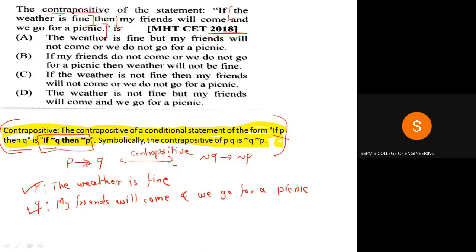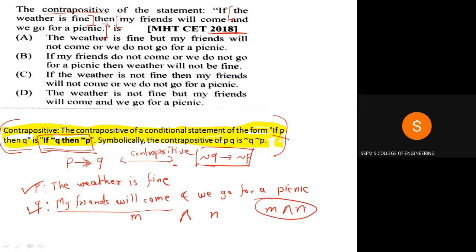So what is asked? We have to find the contrapositive. Contrapositive means finding negation of Q implies negation of P. So first we have to find negation of Q. But remember, this is in the form: let us consider this as M, and this is AND, and we go for a picnic, this is N. So this is in the form M and N. So we have to find the negation of this first. What is the negation of this? It is not M or not N. The negation of AND is OR.